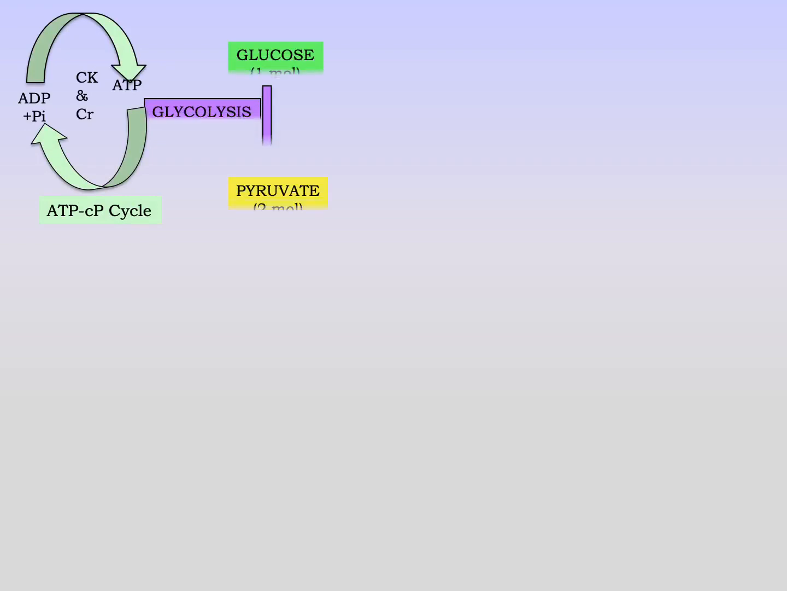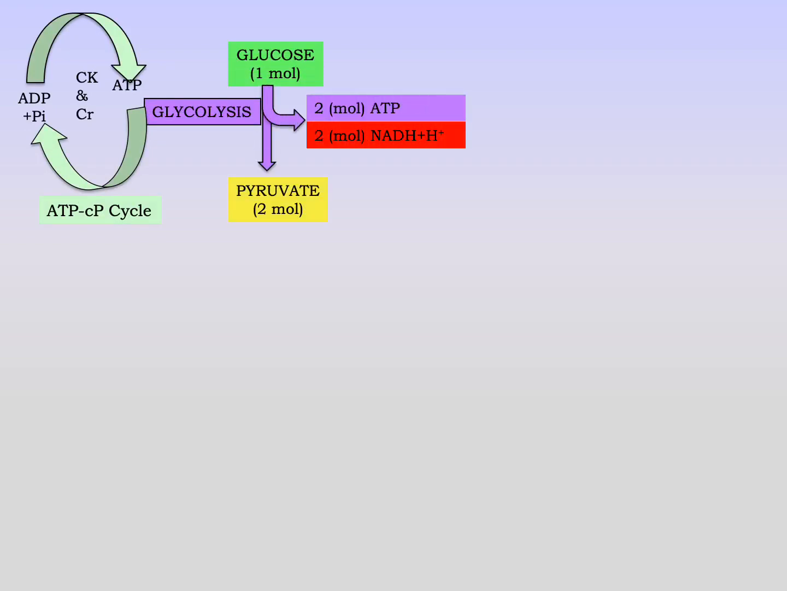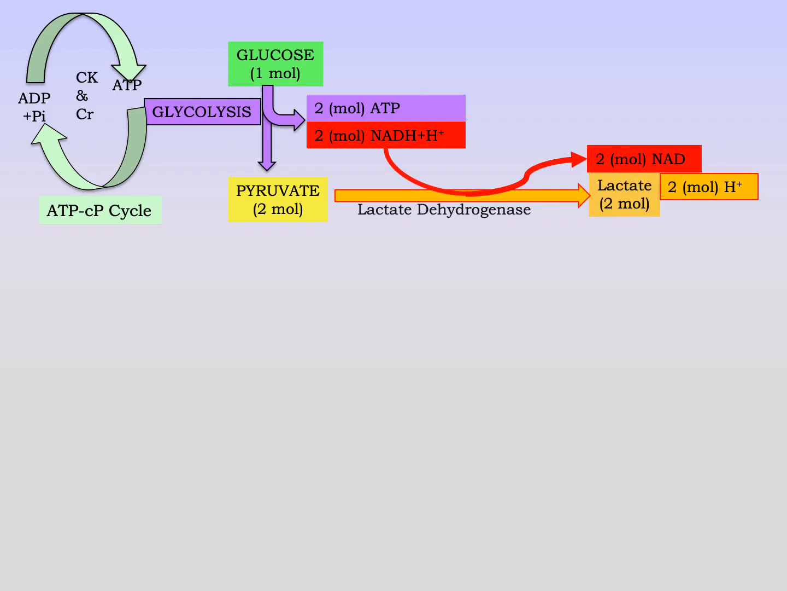So let's put this all together in terms of the anaerobic pathway, including the continuation of glycolysis via lactate metabolism. So we start with the ATP-CP cycle. We then move into glycolysis forming pyruvate. Pyruvate will then interact with lactate dehydrogenase, forming lactate by oxidizing the NADH, H+, reforming NAD. The NAD will then cycle back into glycolysis to allow for the pathway to continue.